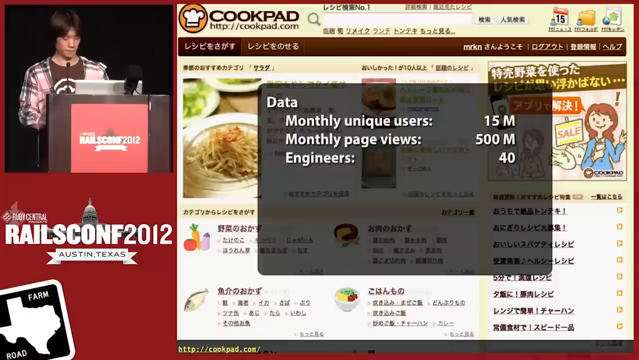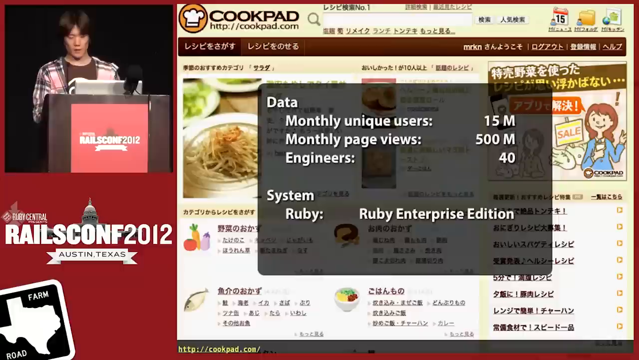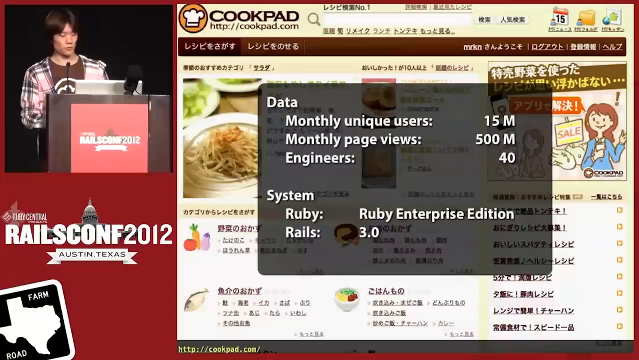The site is currently running on Ruby Enterprise Edition and Rails 3.0, but we are planning to upgrade to Ruby 1.9.3 and Rails 3.2 by this summer. All our services run on AWS.